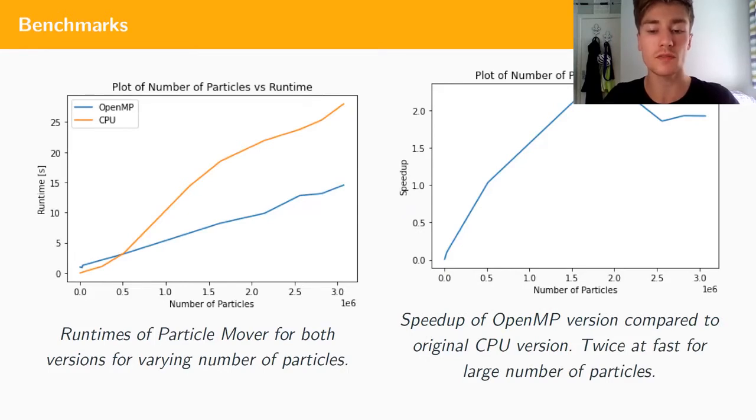The OpenMP version is slower than the original version for less than a given number of particles. As the number of particles is increased, the observed speedup seems to level off at around twice as fast. This speedup is modest compared to the other later GPU versions.